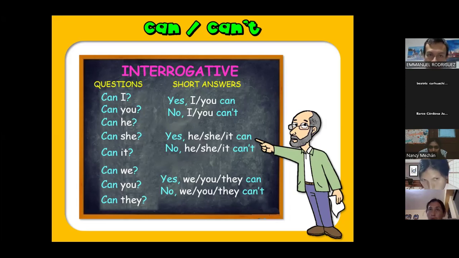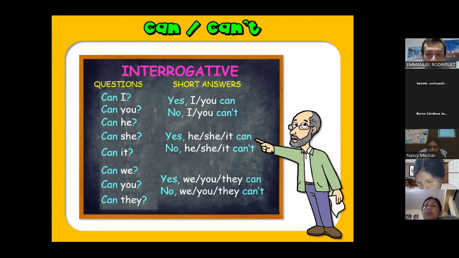Hay que observar aquí técnicamente que en forma de pregunta, el modal verb can siempre va a ir en primer lugar. Muy diferente a la forma afirmativa, muy diferente a la forma negativa. Seguido de un pronombre personal o nombre de persona. Y hay que recordar que siempre en preguntas en inglés se utiliza el question mark. ¿Qué es un question mark? Viene a ser lo que es el signo de pregunta que colocamos al final.